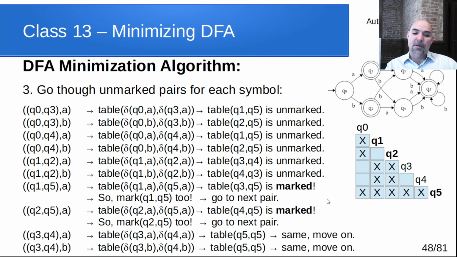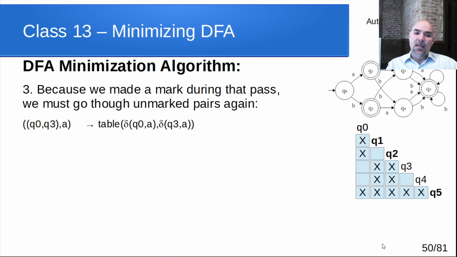And now we look up 3 and 4 on a B. So 3 and 4 on a B, they both go to 5. 5 and 5 are the same, so we move on. And that ends the first pass through our table. So we're done with this pass. And because we made a mark during that pass, we're going to go through again. So we're going to go through the unmarked pairs again.